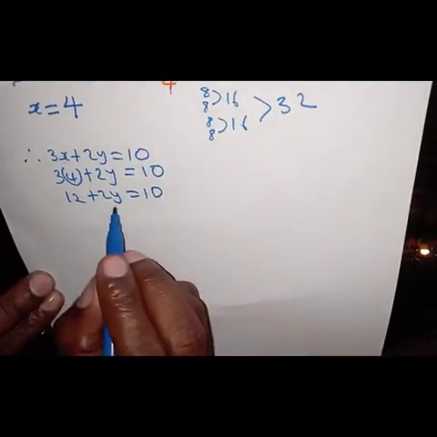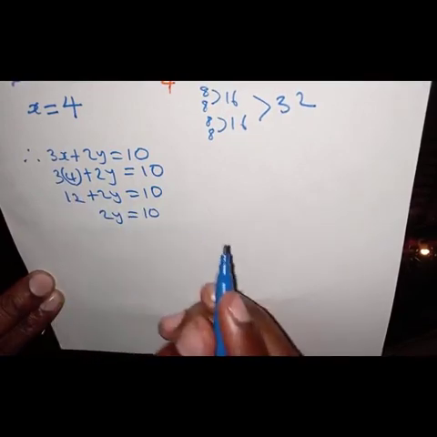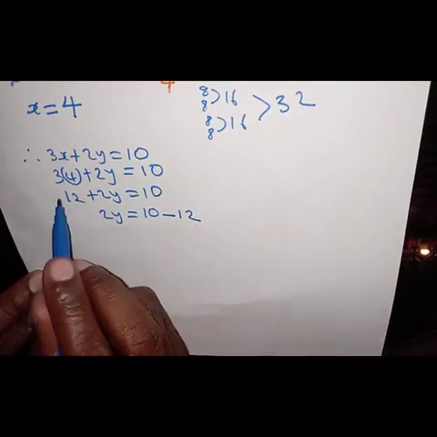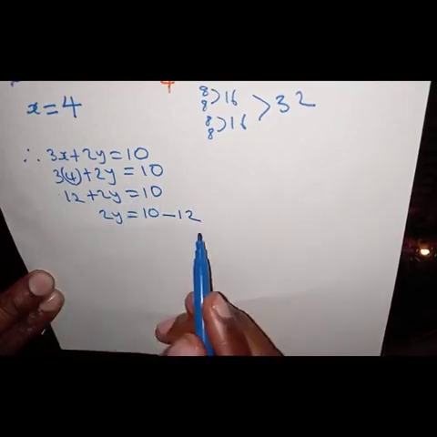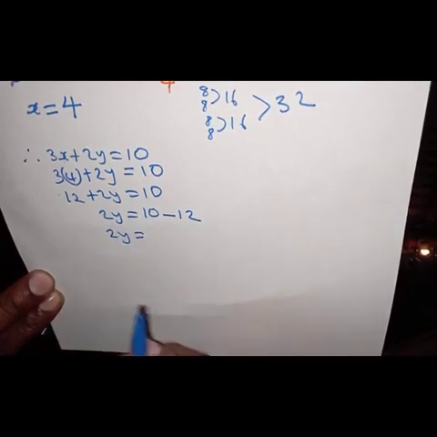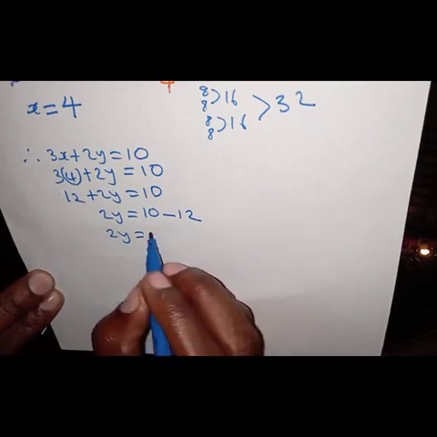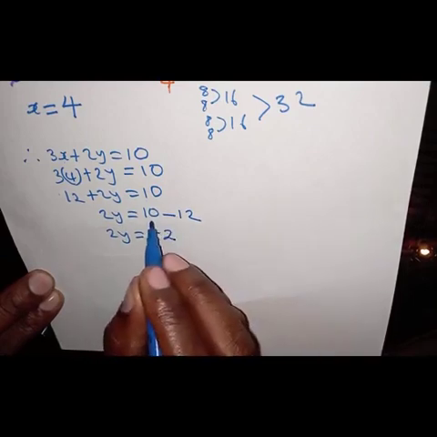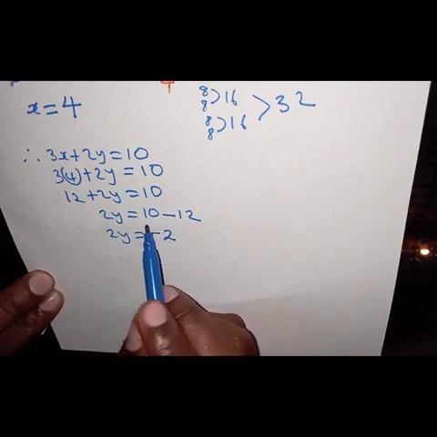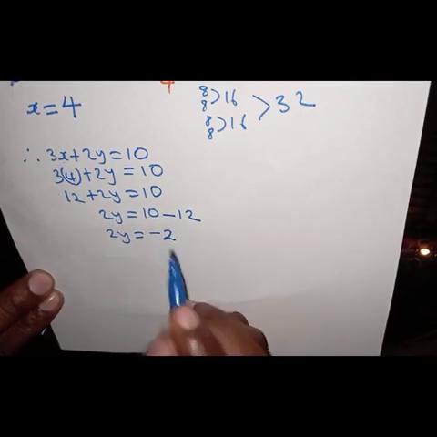So we need to remain with 2y. We have 10 here. 12, when it crosses, it becomes minus 12. It was positive. When it crosses the equal sign, it becomes minus. So 2y is equal to 10 minus 12. We're going to get negative 2. Remember integers, I gave you the video for the integers. So 10 minus 12, you subtract, you get the sign from the 12, so it's negative 2.